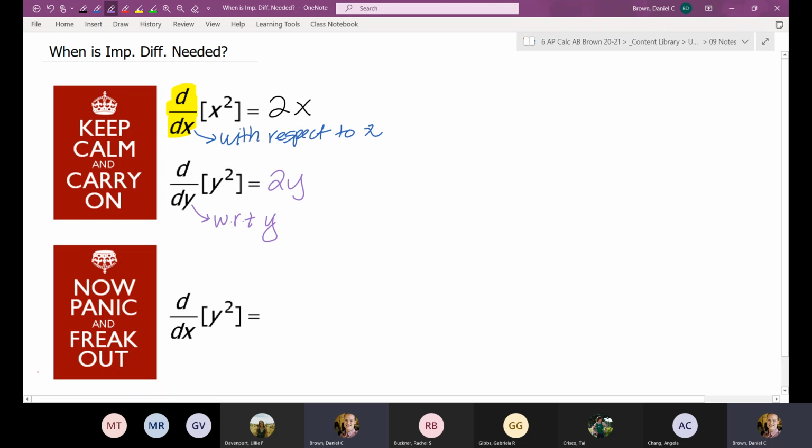Where we have to do this thing called implicit differentiation is when you're taking the derivative with respect to a variable, and you have a different variable. So looking at this bottom one, this would be one where we have to take the derivative with respect to something else. It says d dx, so we are taking it with respect to x, but the function we have is in terms of y.